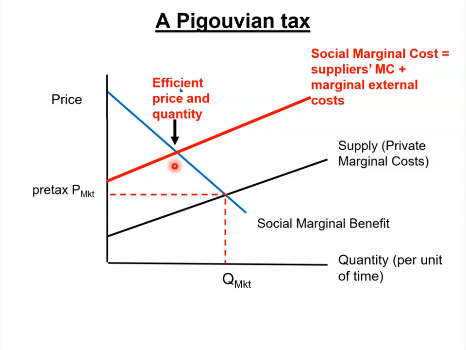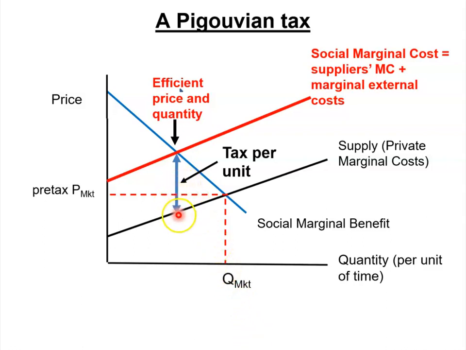Well, if you're going to get the suppliers to face the total costs that society faces, the suppliers are going to have to pay the social marginal cost of production, not just the private marginal cost. So we can look at the difference between those two, and that is the Pigovian tax that Pigou suggested.